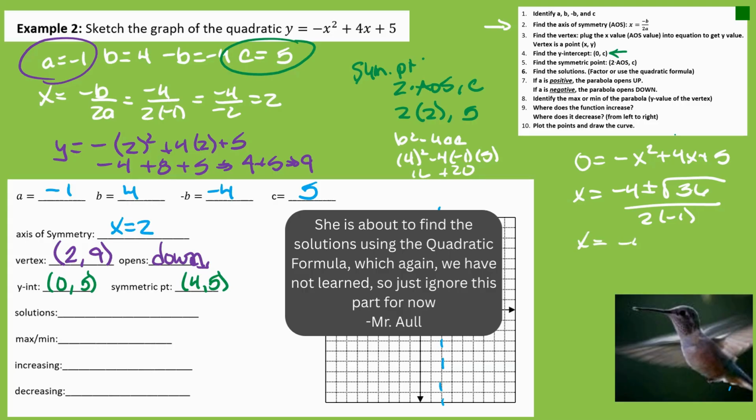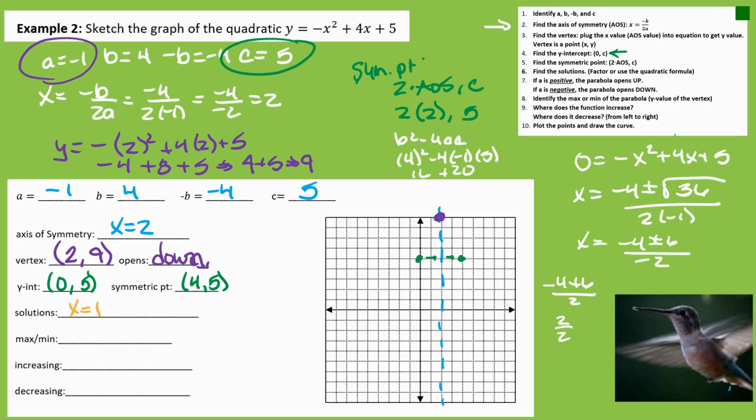So x is going to equal -4 plus or minus 6 all over -2. So -4 plus 6 over -2 is 2 over -2. So my solution is -1. Okay, whoops, mistake. My other solution is -4 minus 6 over -2, -10 over -2, so x equals 5. 1, 2, 3, 4, 5.